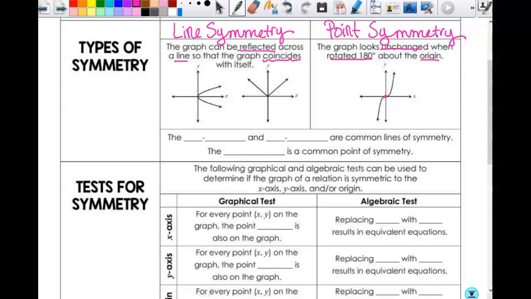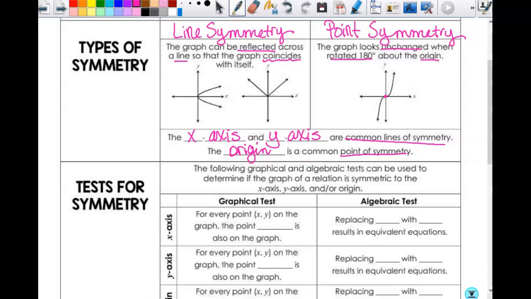All right, so those two things should be old business for sure. So then we say that the x-axis and y-axis are common lines of symmetry. They're really the only lines of symmetry we care about graphically. Okay, yes, something can have different lines of symmetry, but these are the only two we focus on. And then the origin is a common point of symmetry. So again, we could have rotational symmetry in some of these graphs, but only if it's origin symmetry do we even care about it. Okay.